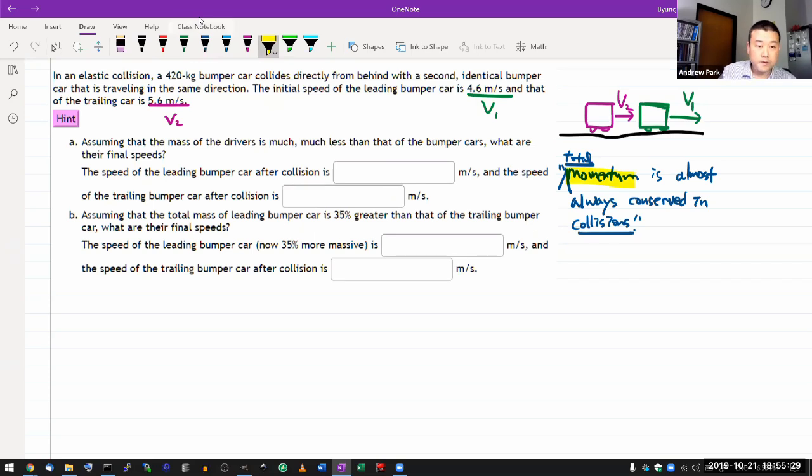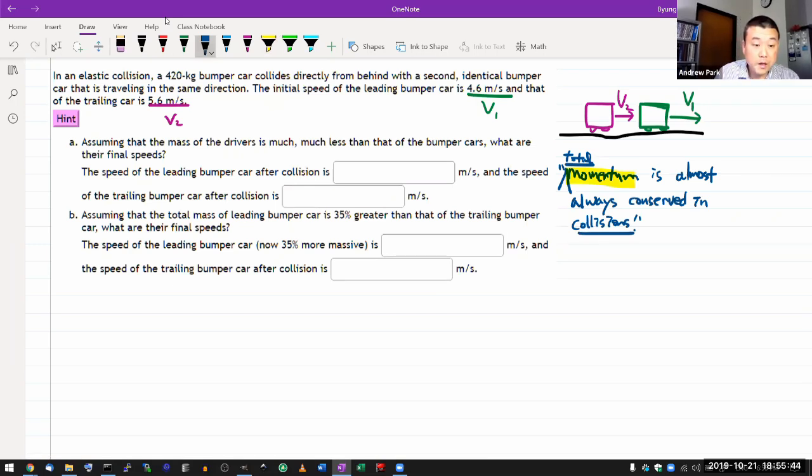So that's one starting place. So hopefully it's kind of obvious, I'm trying to use conservation law strategy because, as I was saying earlier, it's so much easier if you can solve a question using conservation law.